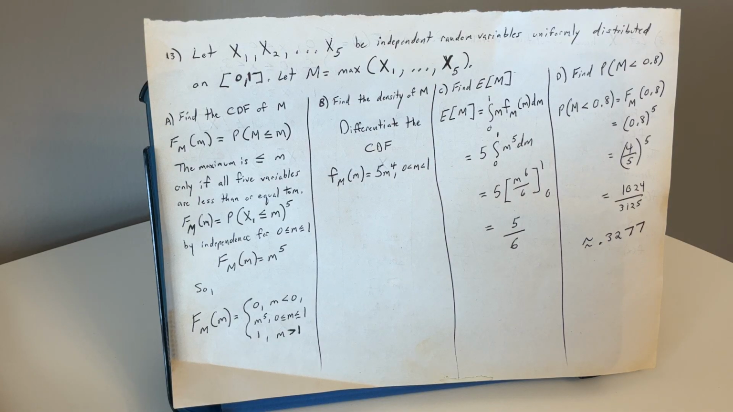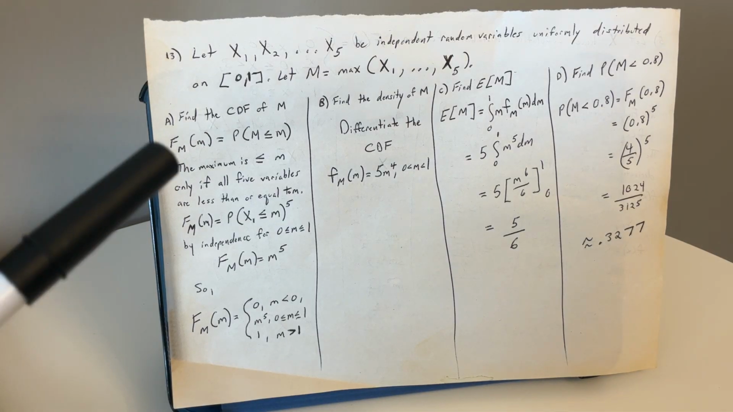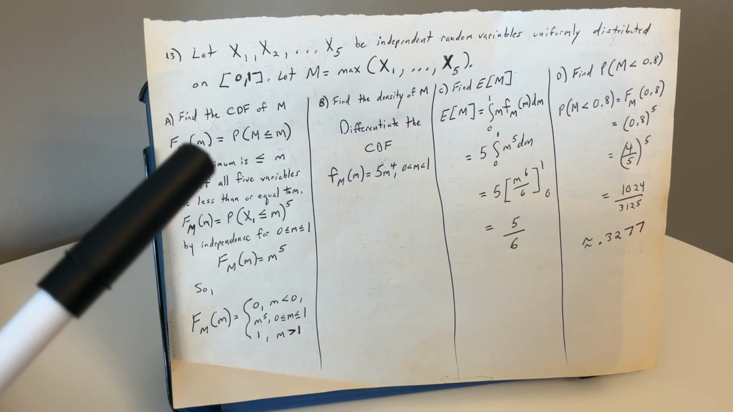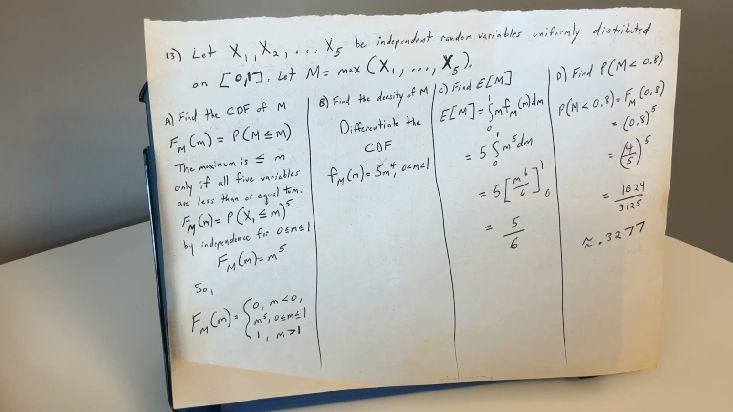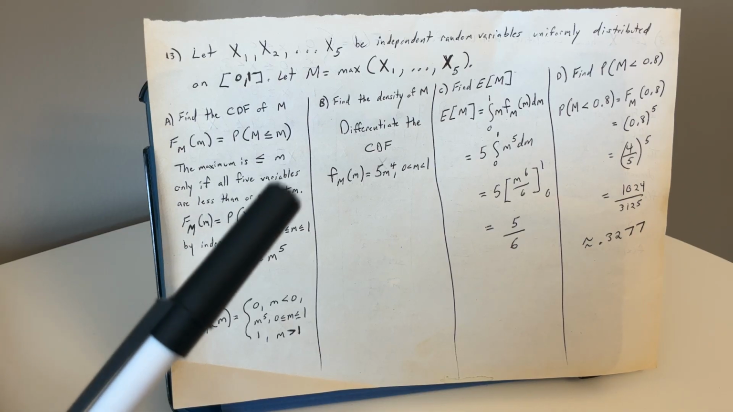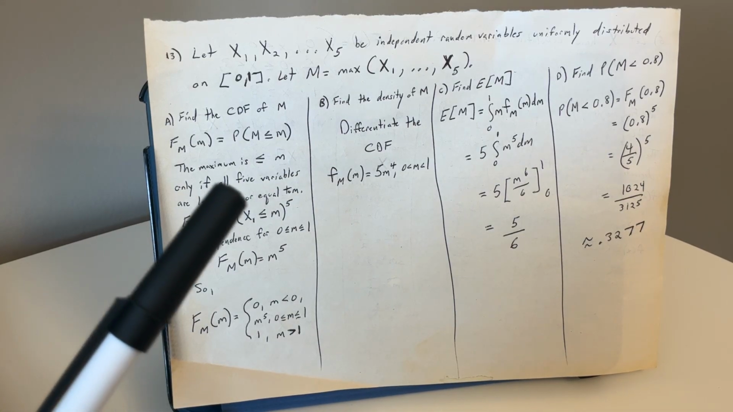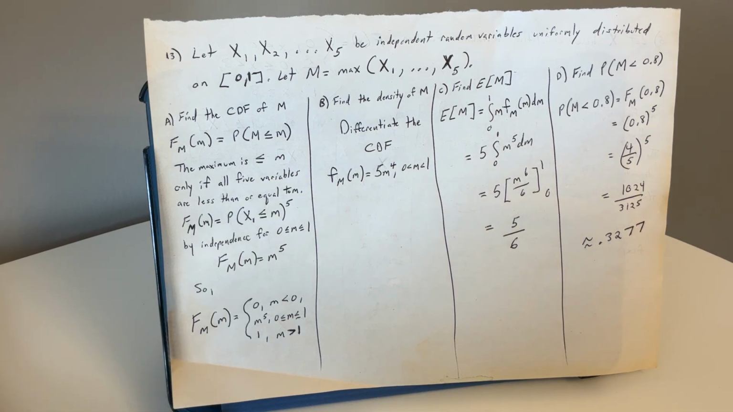Let X sub 1, X sub 2, dot dot dot, X sub 5 be independent random variables uniformly distributed on the interval 0 to 1. Let M equal the max of X sub 1 all the way to X sub 5. So for part A, they want us to find the CDF of M. F sub M of m equals the probability of capital M less than or equal to m. So the maximum is less than or equal to m only if all 5 variables are less than or equal to m.